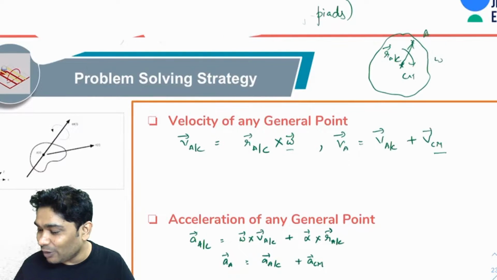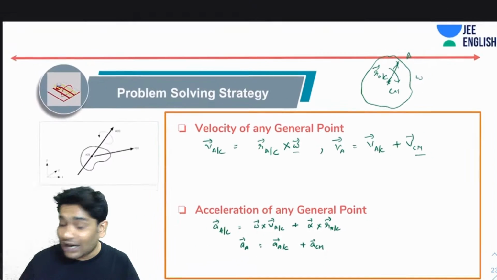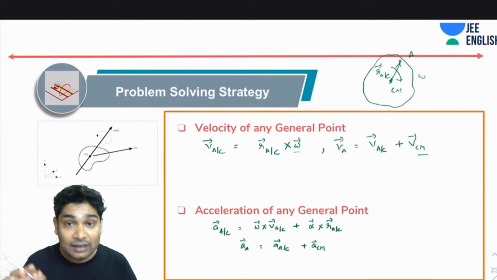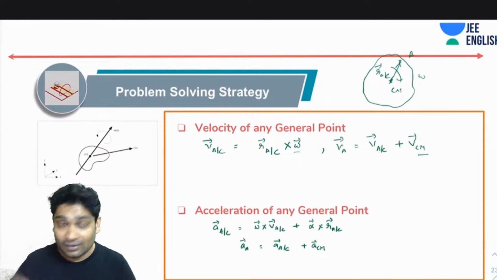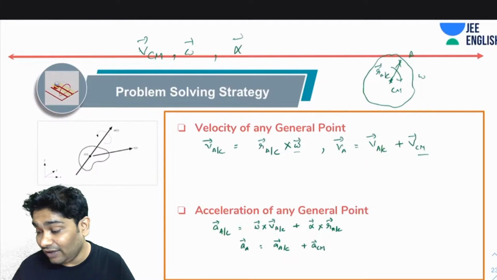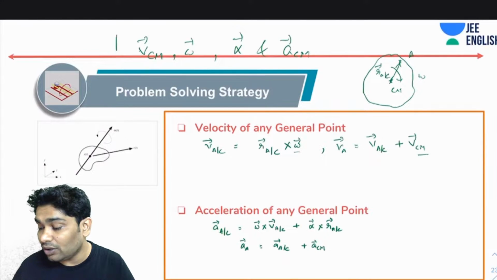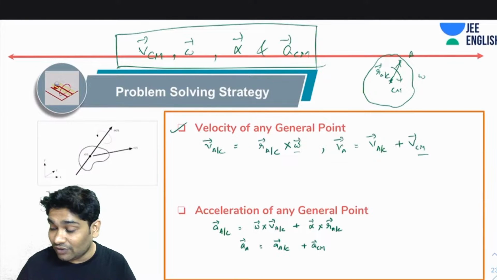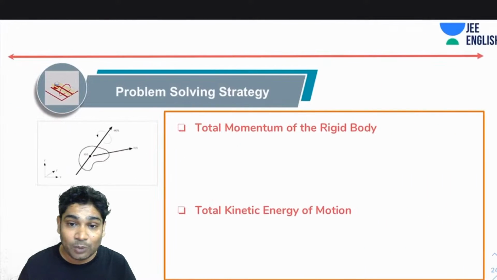Let's get back to the topic of the day. So that is how you can find your acceleration and velocities of any general point. Once ACM and VCM and omega are known, you need to find VCM, omega, alpha, and ACM. Once you know these four, you can find everything. Like we just discussed, you can find the velocity and the acceleration of any general point.